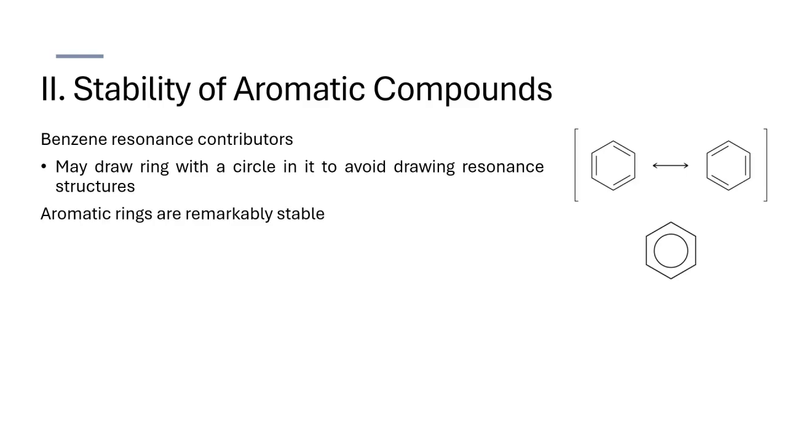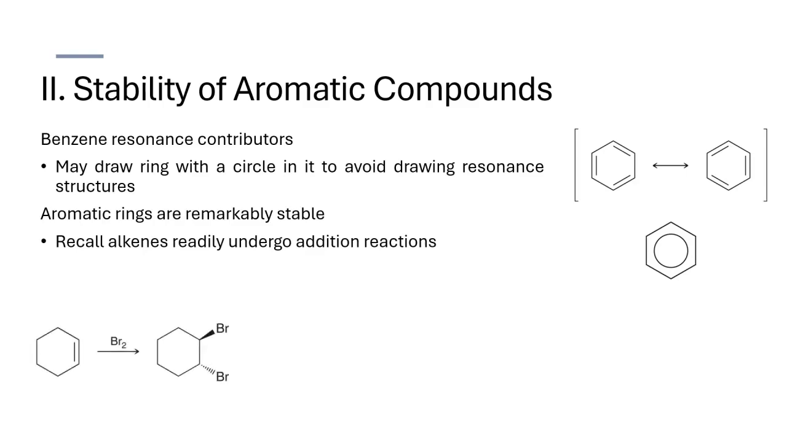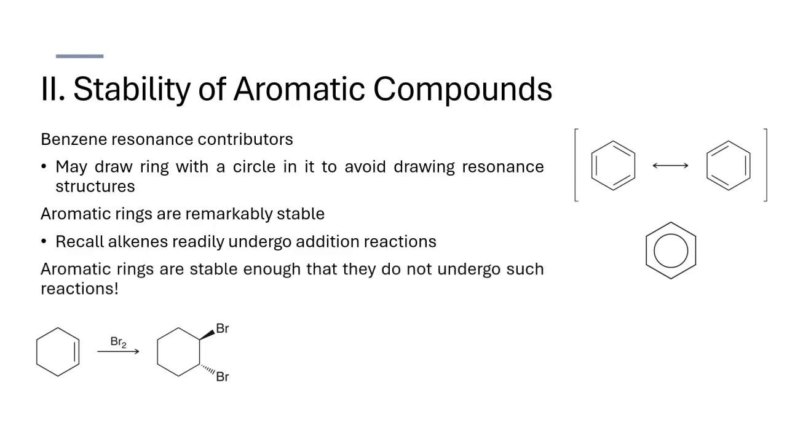Aromatic rings are remarkably stable. Recall alkenes readily undergo addition reactions. For example, we can add a halogen like bromine across a double bond. Aromatic rings are stable enough that they do not undergo such reactions. If we expose benzene to bromine, no reaction takes place.